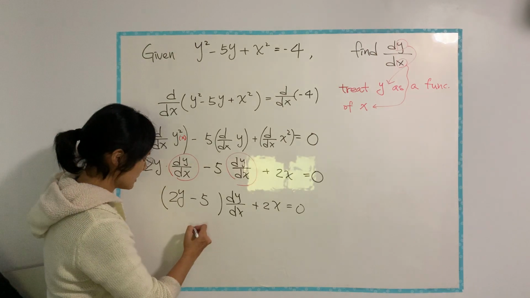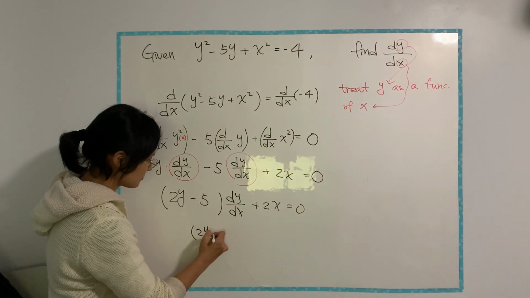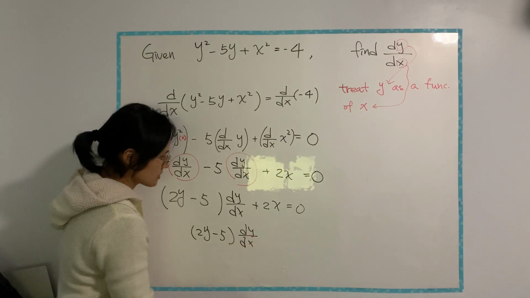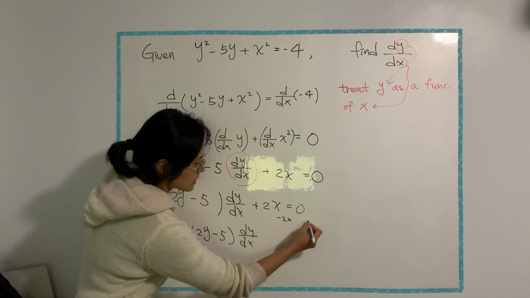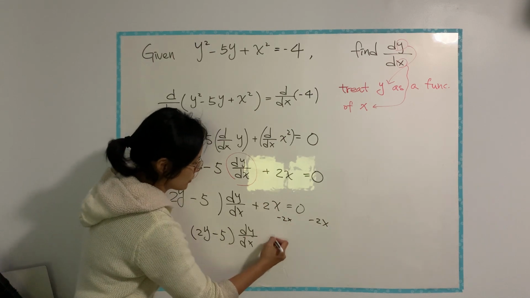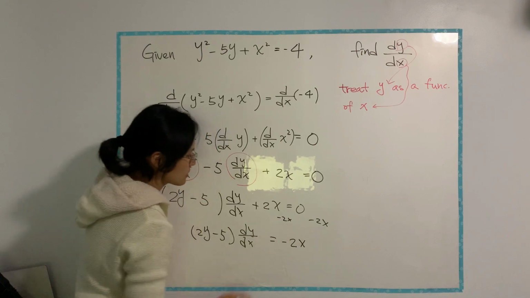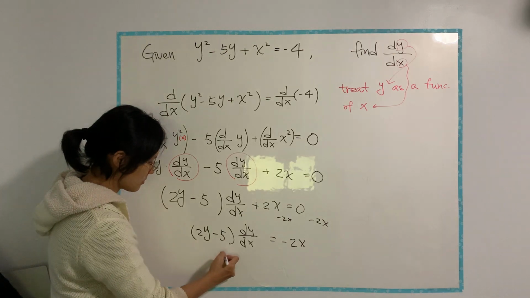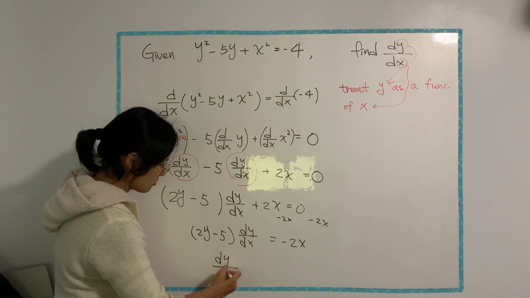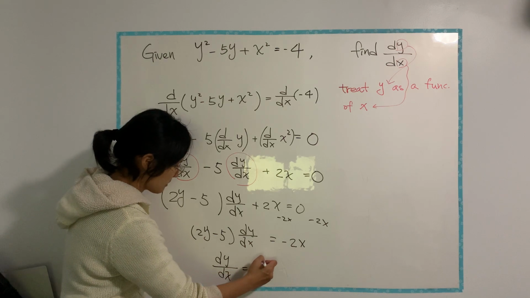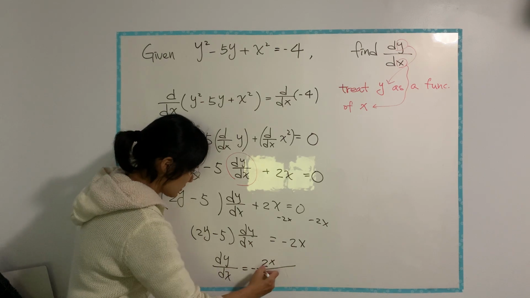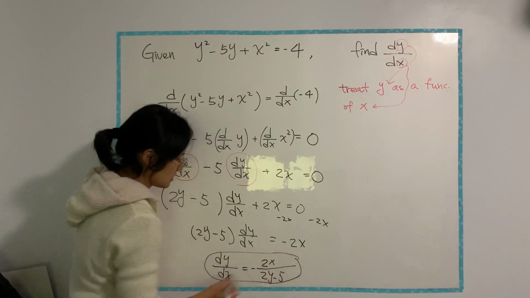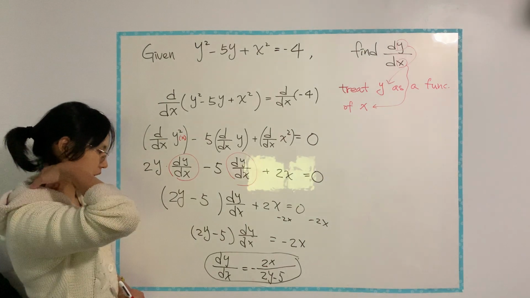Next thing I want to do is bring the 2x to the other side. How do I do that? I do minus 2x on both sides, so this will cancel, and I am left with minus 2x. Now I divide both sides by 2y minus 5. So I have minus 2x over 2y minus 5. This is what dy/dx is.